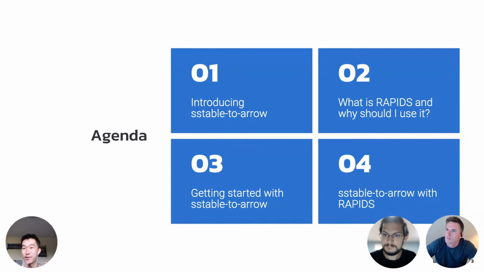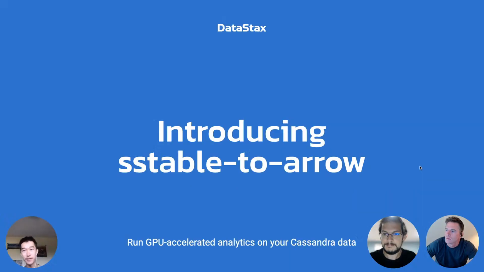Since this only works on machines that have CUDA support, so with a GPU, I'm guessing that most of you will probably not be able to follow along, unfortunately. So this will just be a demo to show what SSTable to Arrow is capable of. All right, let's go ahead and get started with introducing SSTable to Arrow.